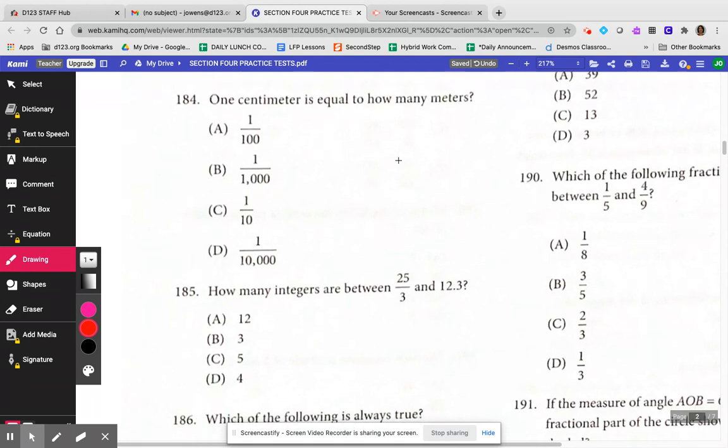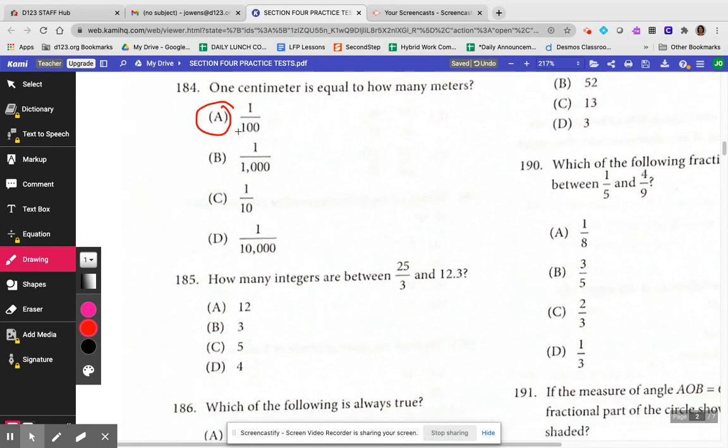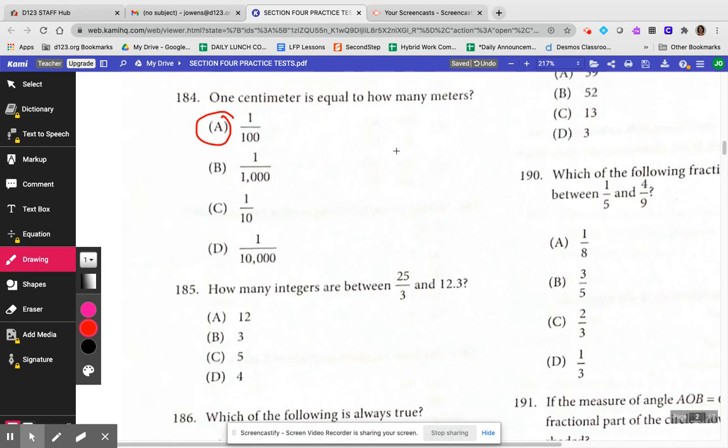1 centimeter is equal to how many meters? So for this one, you have to do a little bit of conversion. 1 centimeter is equal to how many meters? That would be 1/100th of a meter. You're dividing by 100.